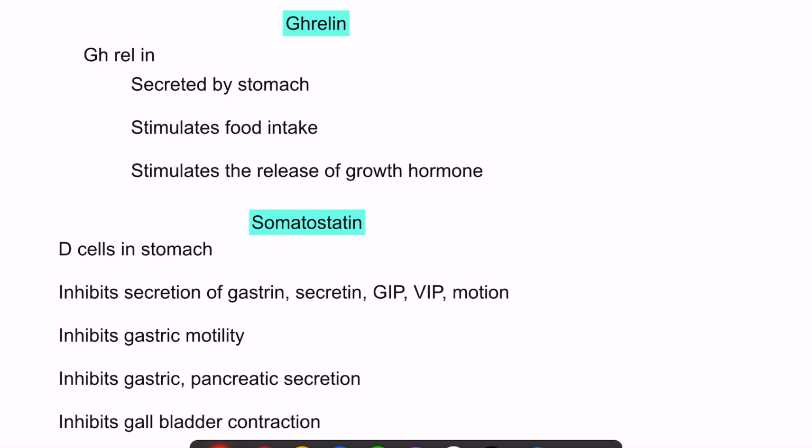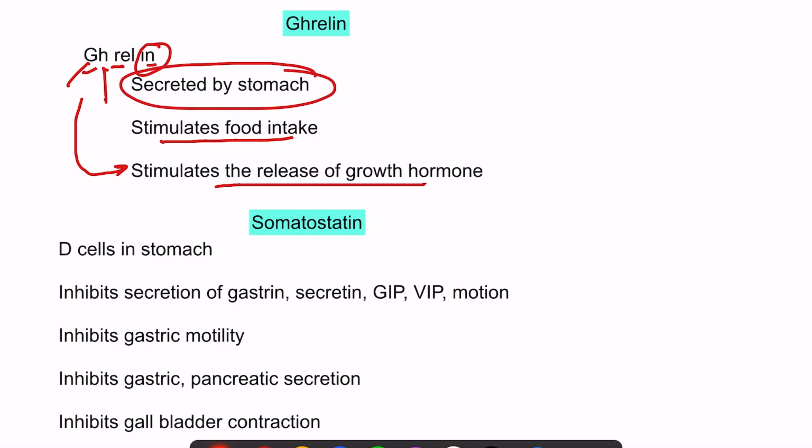You break down this word as G-H-R-E-L-N. You will remember its function based on that. Ghrelin, so it is GH. It is growth hormone releasing. Okay, so it stimulates the release of growth hormone. IN for intake. It stimulates food intake and it is secreted by stomach. So ghrelin stimulates the food intake, stimulates the release of the growth hormone.